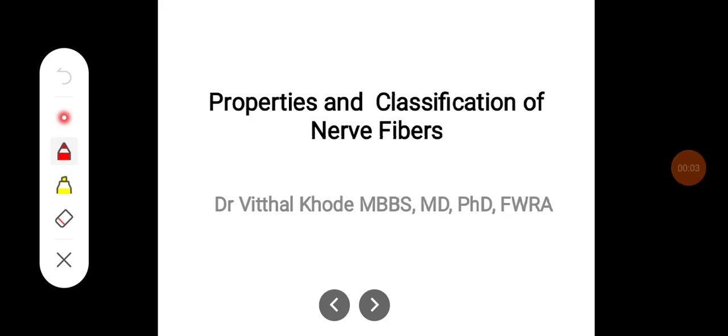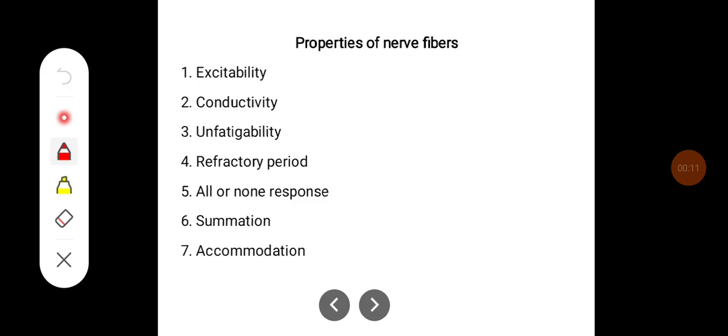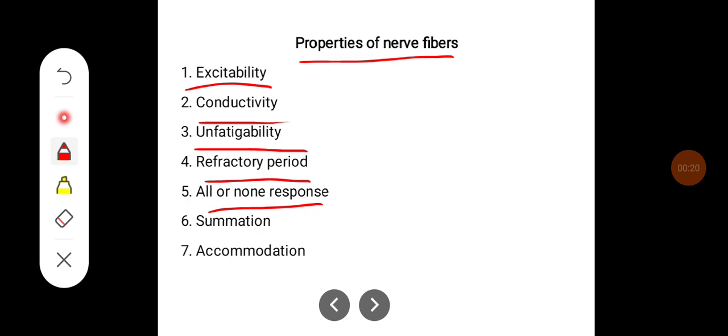Hello everyone. In this class, we'll try to learn about some of the properties and classification of the nerve fibers. Some of the properties of nerve fibers are excitability, conductivity, unfatigability, refractory period, all or none response, summation, and accommodation. Some of the properties of nerve fibers we have discussed in the previous class in neuron, such as refractory period, all or none phenomena. So in this class, we are going to study the other properties of nerve fibers.